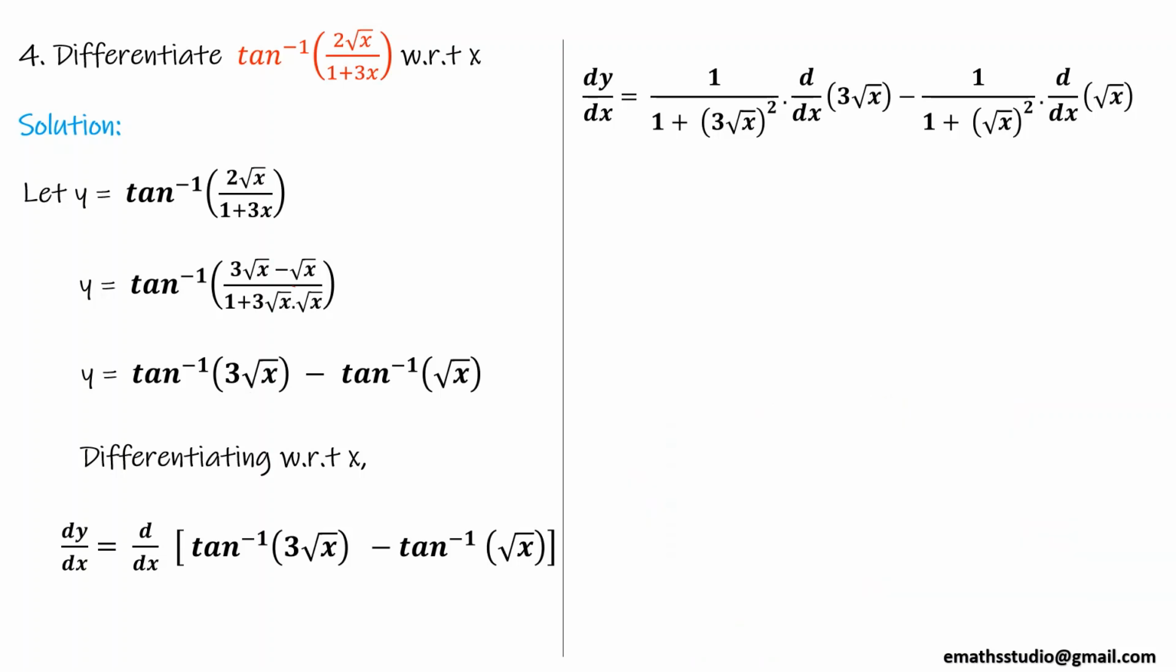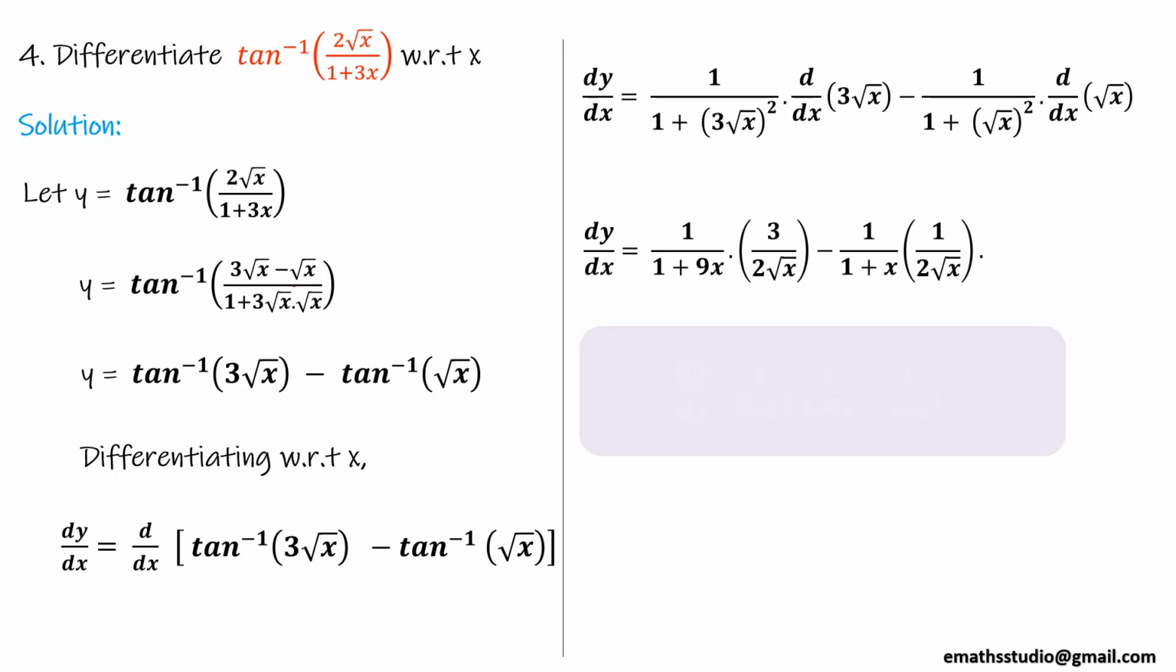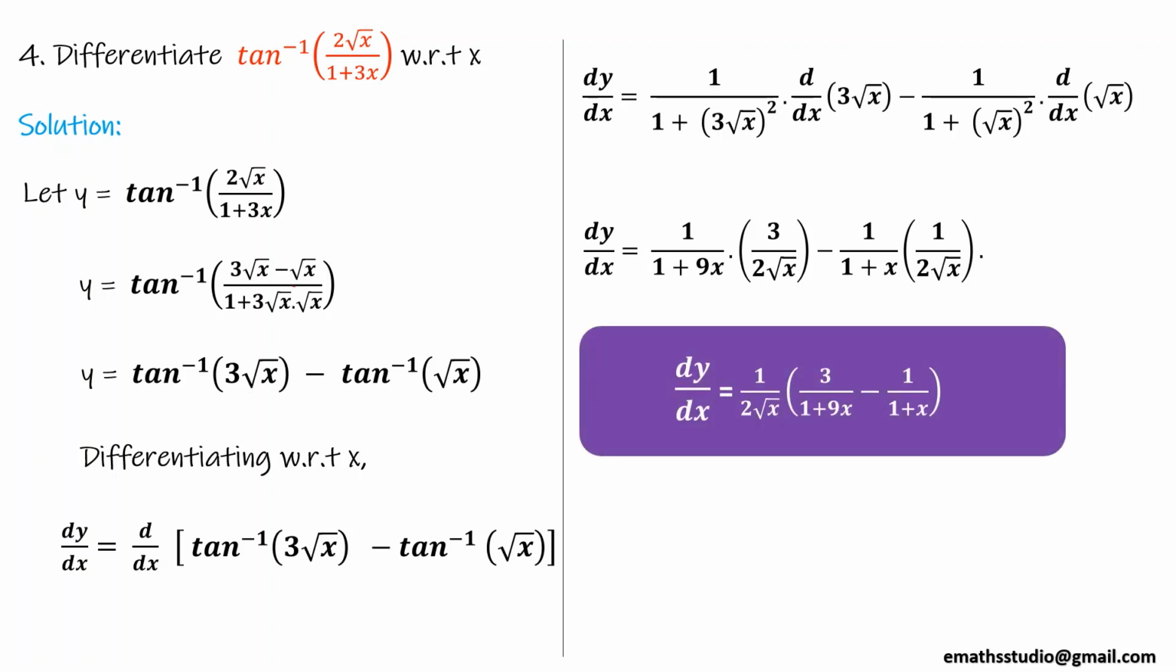Now this further can be written as dy by dx is equal to, look at this calculation whether this is correct or not. 3 square is 9, root x square is x. 3 is the same and the derivative of root x is 1 upon 2 root x, minus 1 upon 1 plus x into the derivative of root x, which is 1 upon 2 root x. Now what I can do is, I think I can take 1 upon 2 root x common, so it becomes dy by dx is 1 upon 2 root x times 3 upon 1 plus 9x minus 1 upon 1 plus x. So this is my final answer. Thank you.